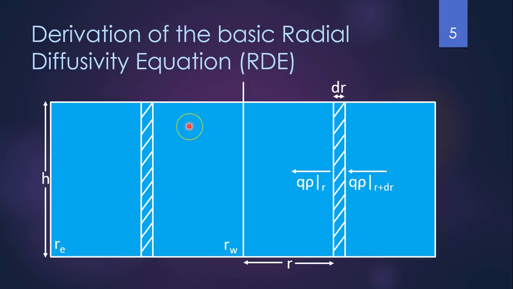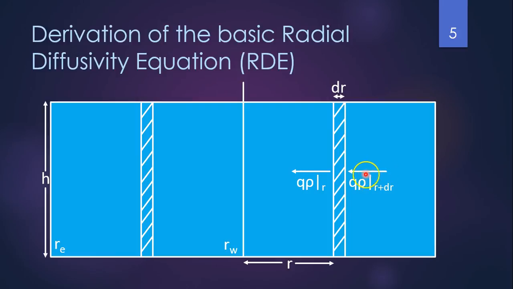So we will be considering a fluid element. It will be like a hollow cylinder of thickness dr, and the internal radius of that fluid element is r, and the external radius is r plus dr. So this is the flow. We have assumed that the fluid is flowing from the reservoir into the wellbore, so the flow will be in this direction.